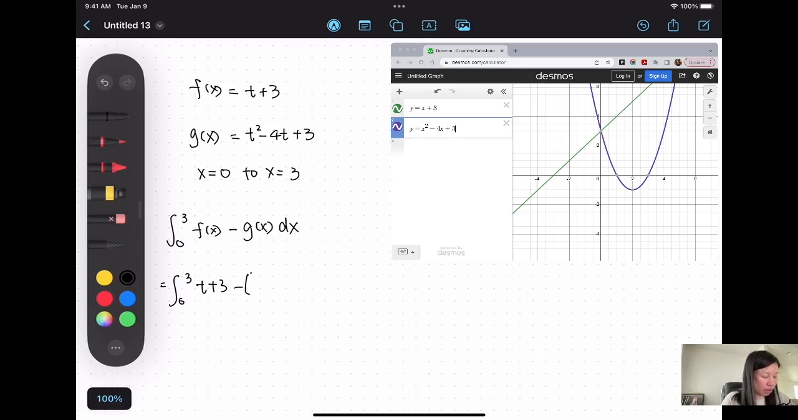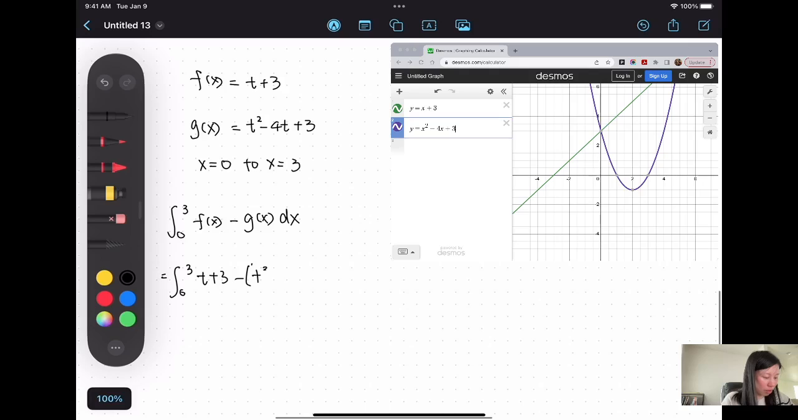Okay, so minus t squared minus 4t plus 3, and then differentiate at x, or t in this place. T or x, it doesn't matter, as long as you keep it consistent. You know that this is the variable that we're trying to differentiate, then you will be good.